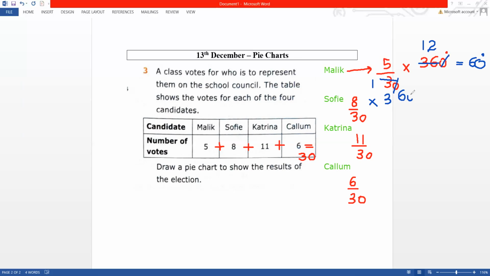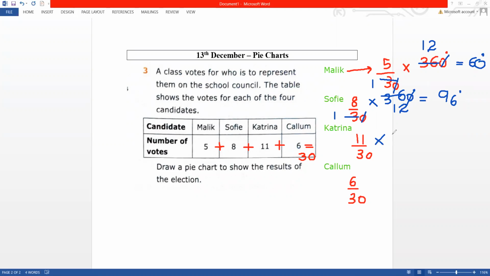Why are we taking 360? We know angles at a point add up to 360 and we are drawing a pie chart, so it's in a circle. So that is why we are using that. So 0 to 0, I can cancel. 3 times 1 and 3 times 12. So 12 times 8, I'm getting 96 degrees.